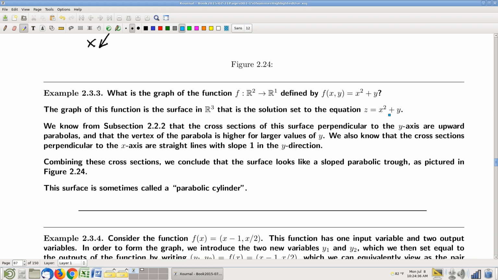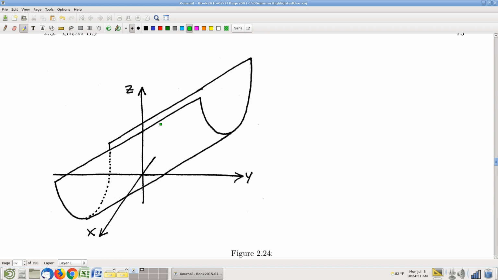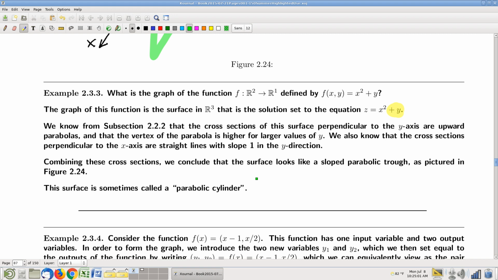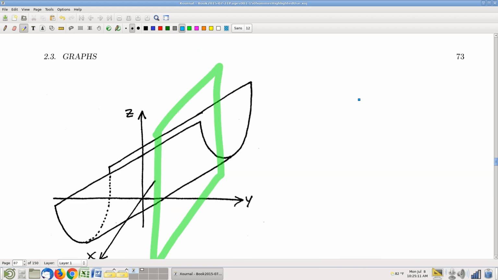So we're going to have to look at cross sections on this. And the way I'd like to look at cross sections is to think about let's set y equal to various constants. If you set y equal to various constants, in other words, if you look at cross sections perpendicular to the y-axis, that's what it means to set y equal to various constants, the resulting curve is a parabola. z equals x squared plus a constant. So you get parabolas.